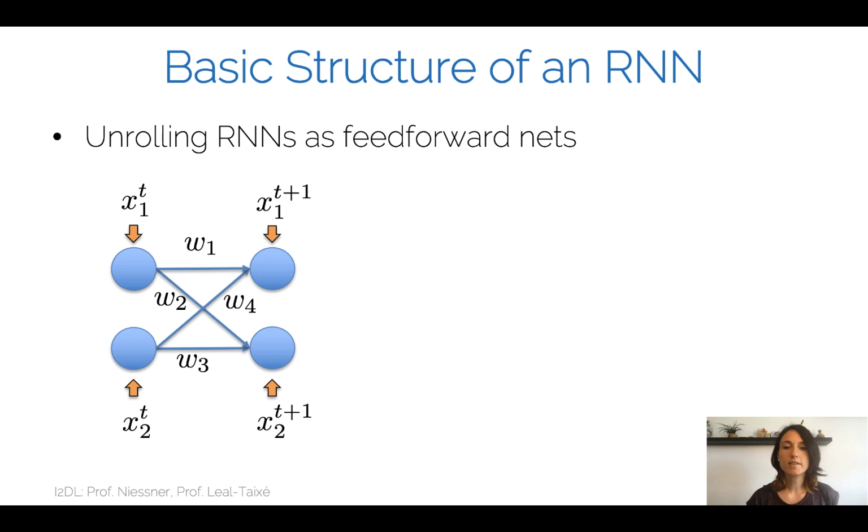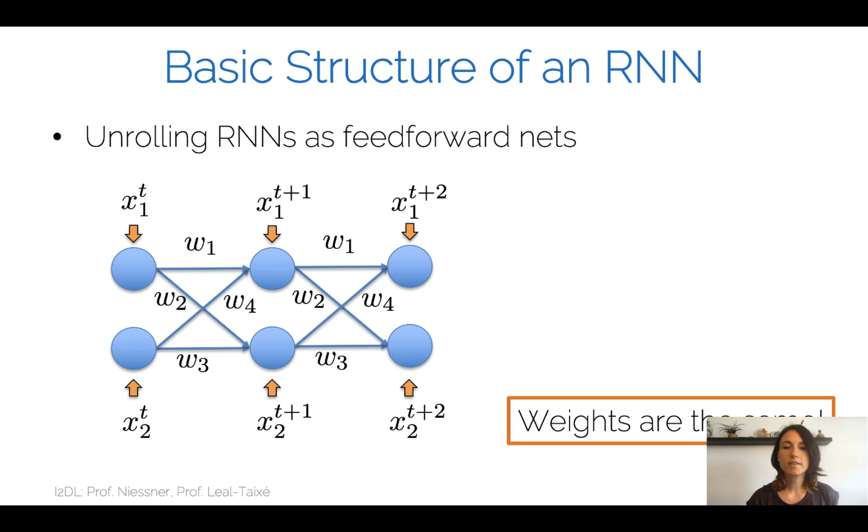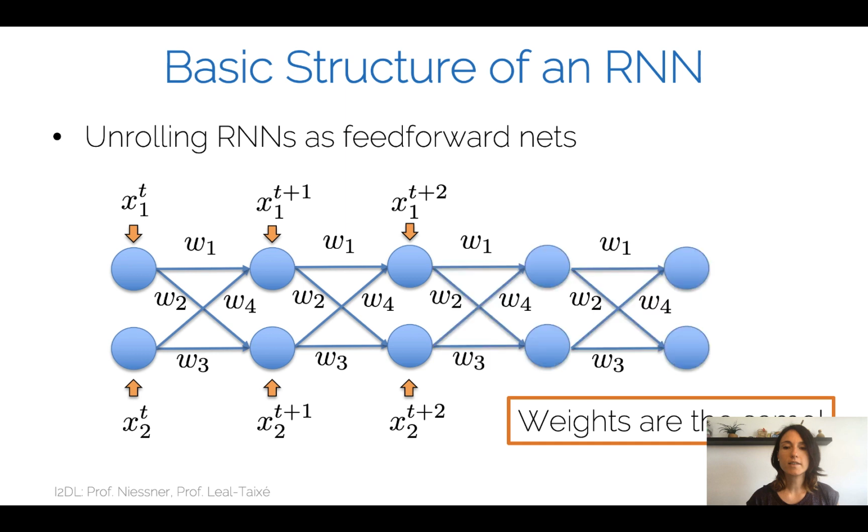Now, the key insight of recurrent neural networks is that the connection between t and t plus 1 is the same as the connection between t plus 1 and t plus 2. We're going to use exactly the same weights w1, w2, w3, and w4. Now, this is the key insight, right? We're going to use exactly the same weights no matter how many inputs we have in our recurrent neural network. So one way to represent recurrent neural networks as feed-forward networks is this way, in which we clearly see that we're using exactly the same weights.